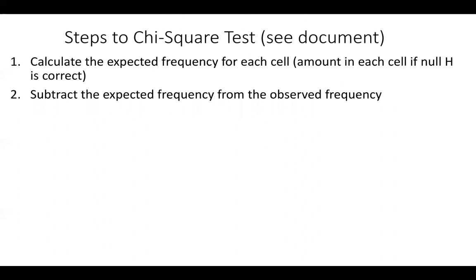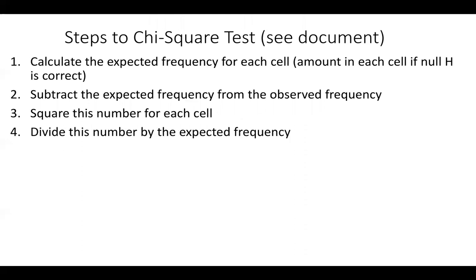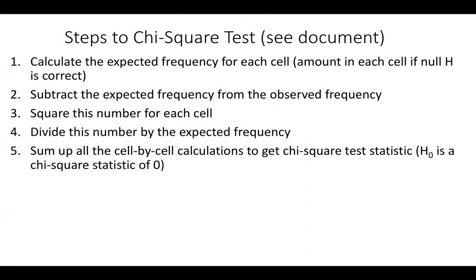Next, we're going to subtract that expected frequency from the value we actually observe in the data, or the observed frequency. Then we're going to square that number, and divide that number by the expected frequency. We're going to sum up all those cell-by-cell calculations to get the chi-square test statistic. And here our null hypothesis is a chi-square test statistic of 0. So obviously we're going to be looking for a number that's going to be statistically larger than 0.